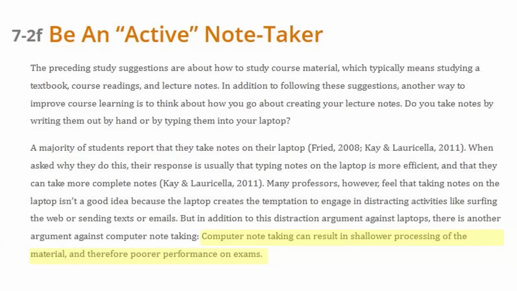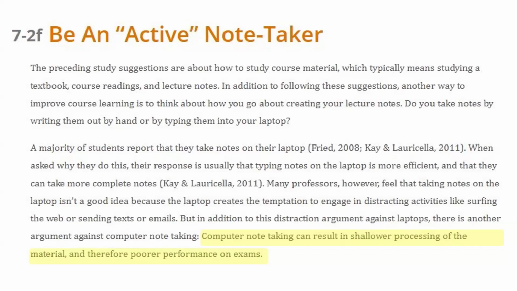And what we mean by shallow processing is processing material at a surface level, basically at a basic comprehension level rather than getting deeper. So elaboration is an example of deeper processing. Shallower processing is just kind of reading, well, what's computer? I understand computer, I understand note, I understand taking, I understand shallower, I understand processing. But elaboration, deeper processing, would be taking a look at that and saying computer note taking can result in shallower processing. Oh, wait, can result.